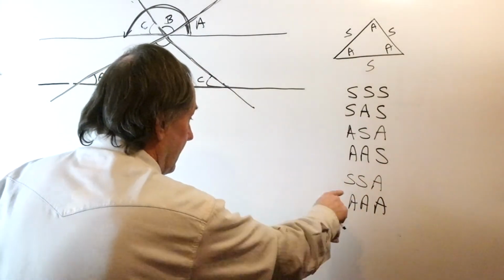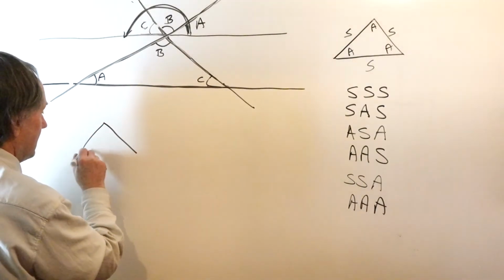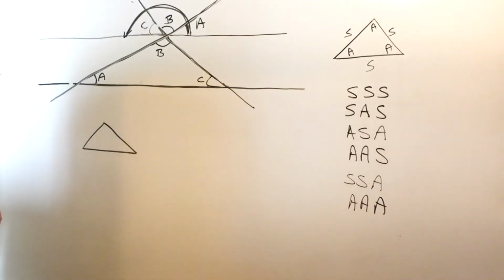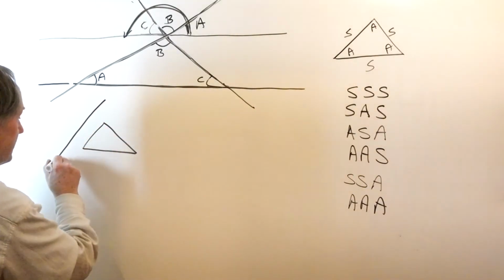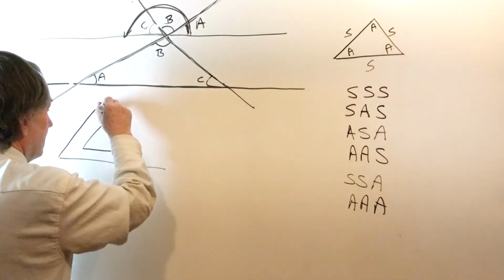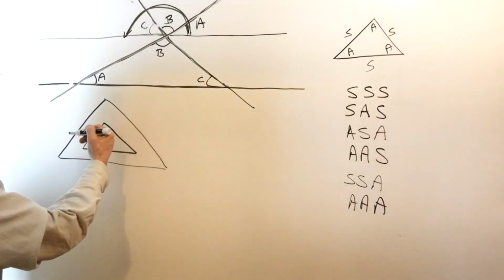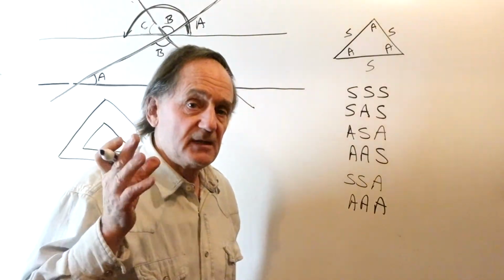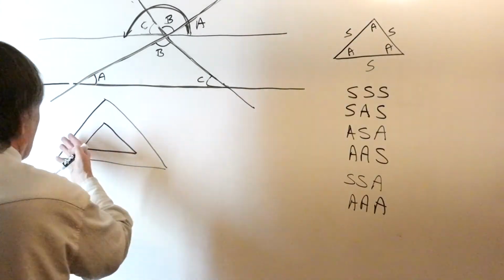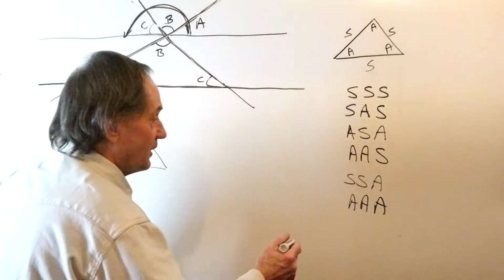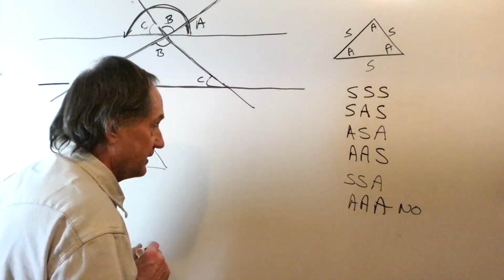Let's investigate that. If we have one triangle and we specify three angles, we could have another triangle with exactly the same angular measure, but a different size triangle. So these triangles are not congruent. Remember, congruency means the same size and the same shape. These are the same shape, they're similar, but they're not the same size. So angle, angle, angle does not work for establishing congruency.